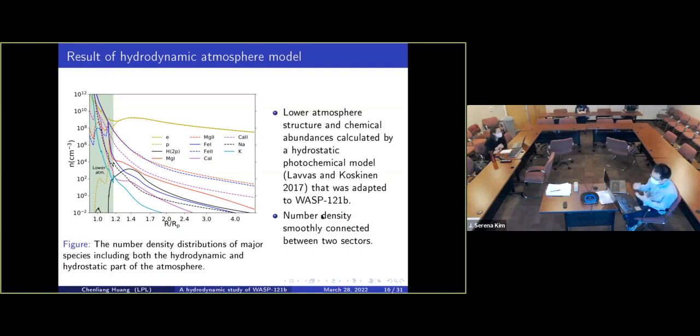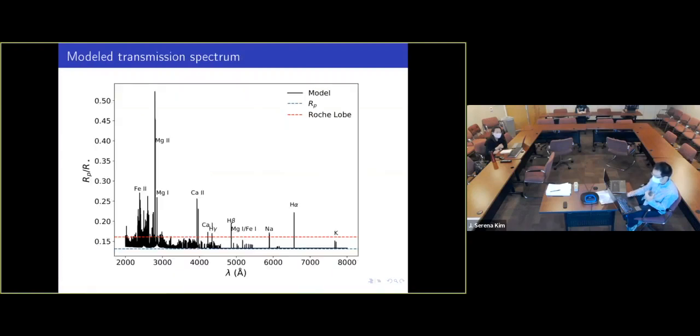So using this number density profile, we can calculate the transmission spectrum. This is the transmission spectrum based on that model. We have a very strong magnesium 2 doublet. The line center goes over 50, that's 50% of the stellar radius at the high resolution. And this dashed line shows the location of the Roche lobe. We have a lot of features outside the Roche lobe.